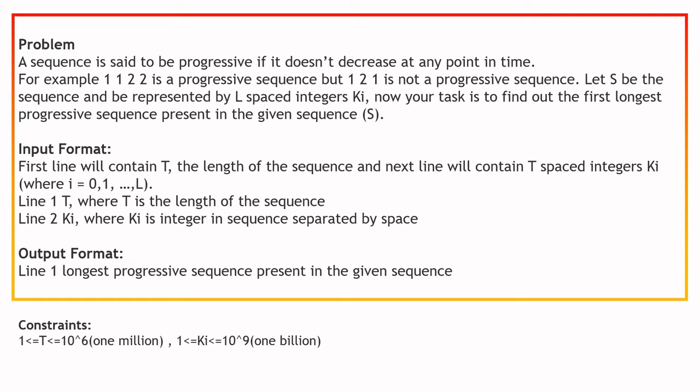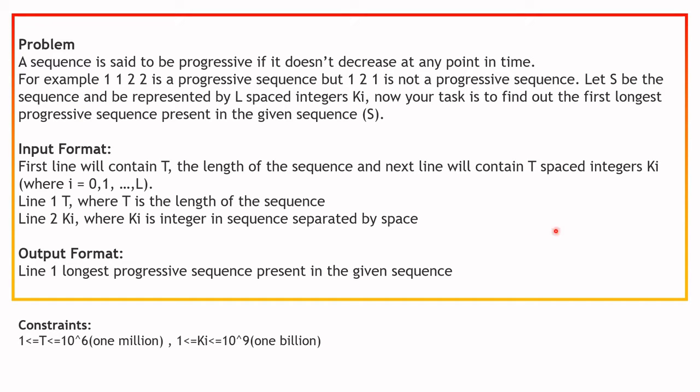Okay. So a sequence is said to be progressive if it does not decrease at any point in time. For example, 1, 1, 2, 2 is a progressive sequence, but 1, 2, 1 is not a progressive sequence. Let S be a sequence and let it be represented by L space-separated integers ki. Now your task is to find out the first longest progressive sequence present in the sequence.